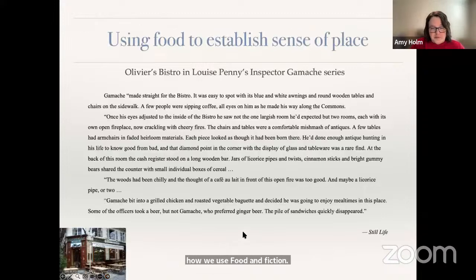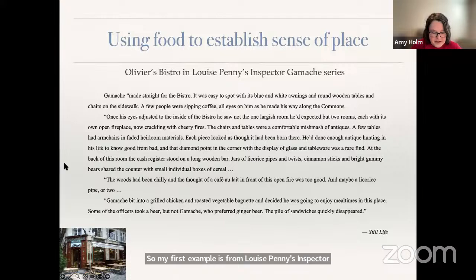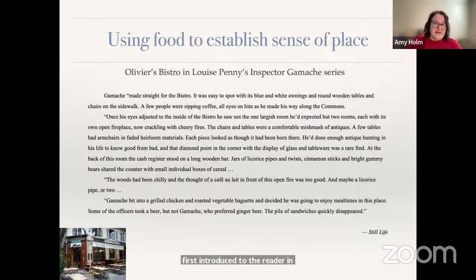So my first example is from Louise Penny's Inspector Gamache series, which is a favorite of mine, and I often use it as an example. But in her series, Olivier's bistro is a major part of the setting, and it appears in almost every book. And I thought it was fun to go back and see when it was first introduced to the reader in the first book, Still Life. So we have Inspector Gamache going there for the first time.